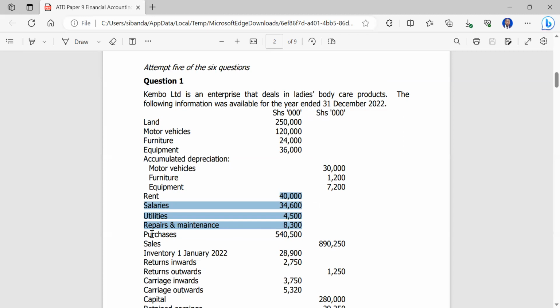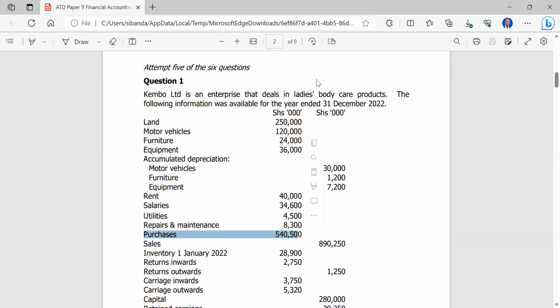Then we move to the purchases. So what I'm trying to do is for you to understand that for every item here, it has where it will go when it comes to your financial statements. And you understanding where it will go is very important, because you already have it in mind when you start preparing your financial statements, and it's very easy. Then we have the purchases. Now, since this is a trading company and they're dealing in ladies' care products, purchases are usually two things.